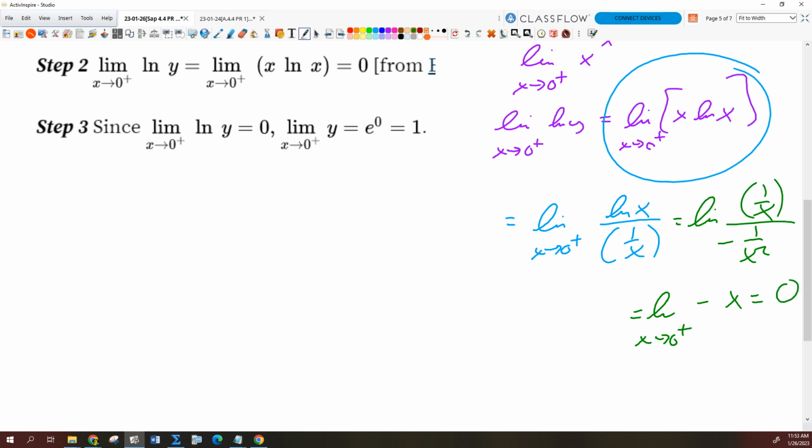Okay, so then we could go back and say, if we know that the limit of log y is equal to 0, then what do we know? Then we know that y is just equal to e to the 0, right? Really what we're saying is the limit of y equals the limit of e to the power as that power approaches 0. But that's what we're going to get, which is 1.